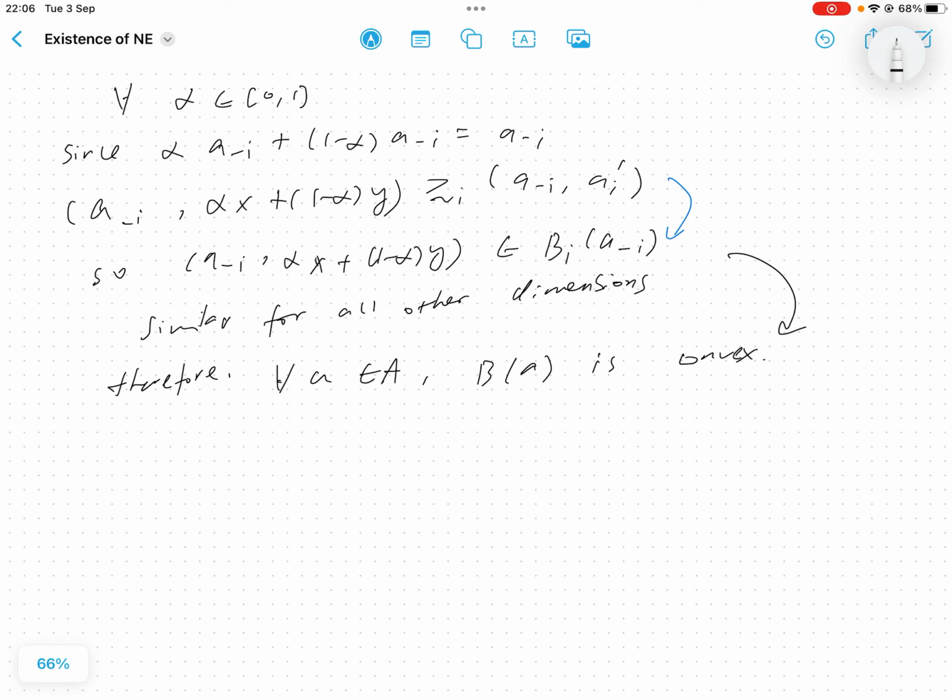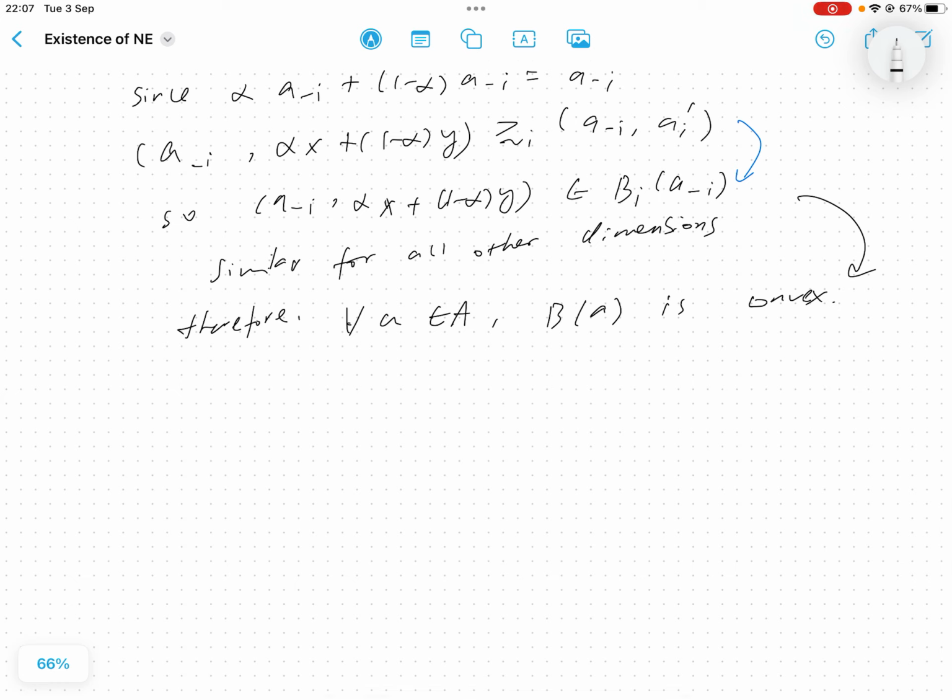Okay, now this is the first part of the proof. So from here, we have completed this proof from a quasi-concave preference relation to the convexity of the B, right? So B, which is a best response correspondence. So this is the first important part of the construction of this existence.